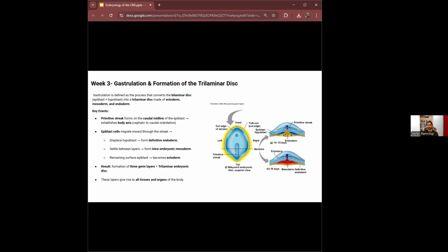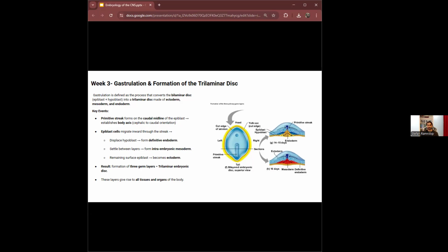It all begins with the appearance of your primitive streak along the caudal midline of the epiblast. This structure establishes the body's axis, so it's going to give you a cephalocaudal orientation and your true head to tail orientation. Cells from the epiblast are going to migrate inward through the primitive streak. This first wave of cells will displace the hypoblast and form your definitive endoderm.